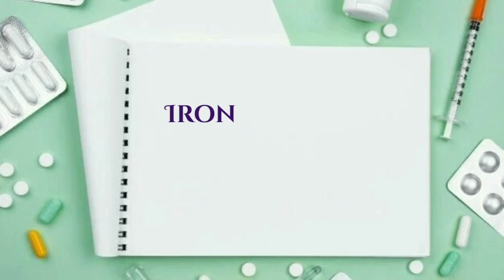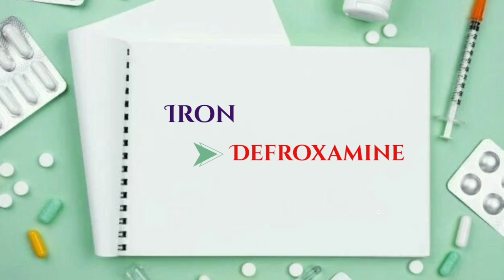Our next drug is iron. For iron poisoning, we have to give the antidote, that is deferoxamine. Deferoxamine works as a chelating agent, meaning deferoxamine will bind to the iron molecules and form a complex which can be excreted from the body through the kidneys.